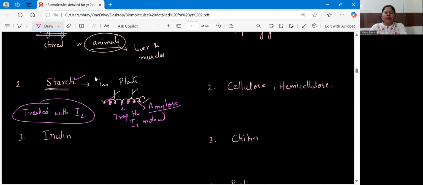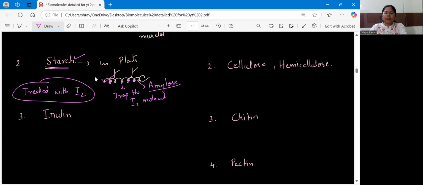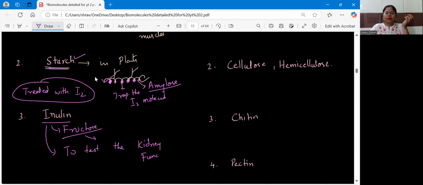Okay. Now coming to inulin. Inulin is also involved in storing of fructose. So just now I mentioned before, the monomers, that is fructose, will be polymerized to form inulin in the roots of dahlia. Now, if you talk about the importance of inulin, inulin is used to test the kidney function. So it is basically used in kidney function test.